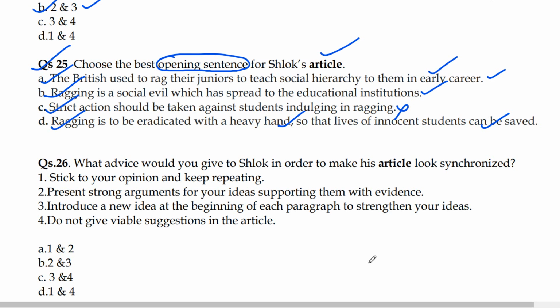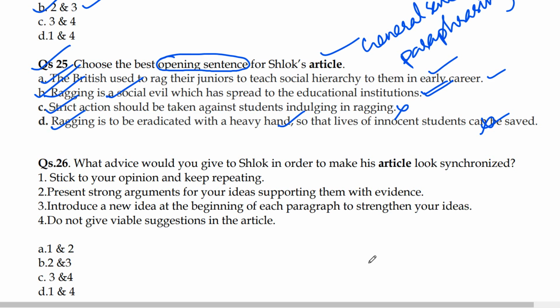Is it a good sentence to begin an article against ragging? No. This sentence we can use towards the end of this article. So, out of these 4 options, "Ragging is a social evil which has spread to the educational institutions" can be the beginning of this article, because the rule says that we can begin an article with a general sentence or paraphrasing of the question. So here we can see a paraphrasing of the question. Ragging is a social evil which has spread to the educational institutions. So that is what we are asked to write.